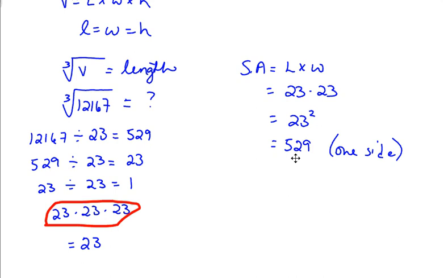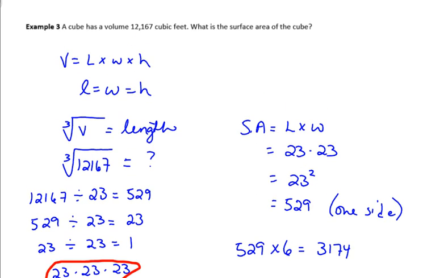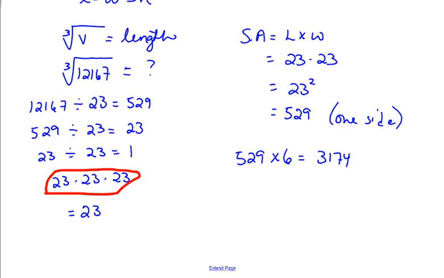Okay, now that's just for one side. We should know again by this point that a cube has 6 sides. So the last step is to multiply by 6. Multiply by 6, and then the surface area is going to be 3,174 square feet.